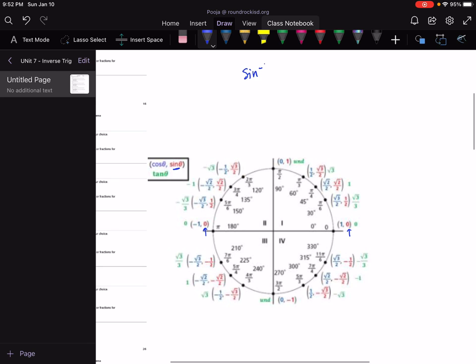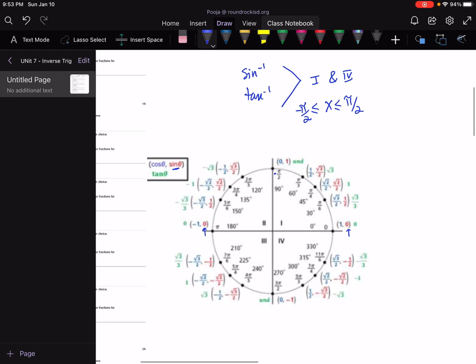For sine inverse and tangent inverse, the restrictions are the first and fourth quadrant. Or in other words, x is between pi over 2 and negative pi over 2. Now pi over 2 is right here. Negative pi over 2 is basically going 90 degrees but in the clockwise direction, so we would end up right here. So our zone is pi over 2 to negative pi over 2. As you can see, this is the first and the fourth quadrant.